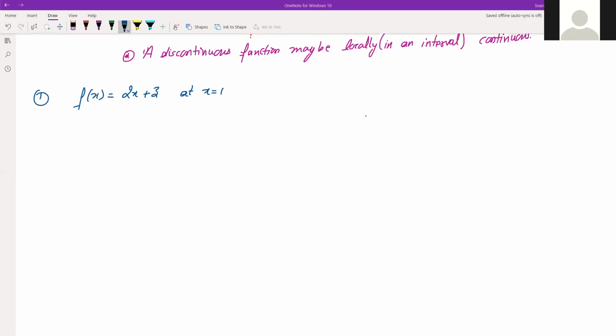Right. So in order to solve this, we will have to write that first the function is defined at the given point. So f(x) at x equals 1, that is f(1), is equal to 2 into 1 plus 3, that is equal to 5. So function exists at x equals 1.